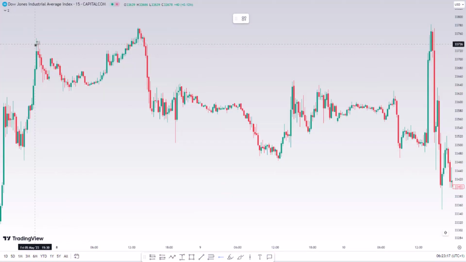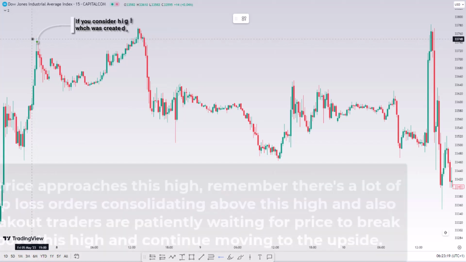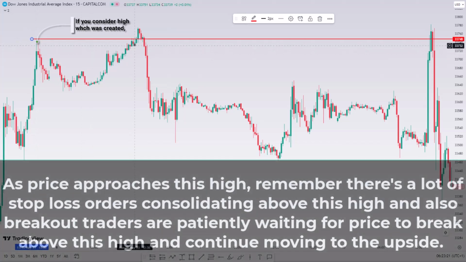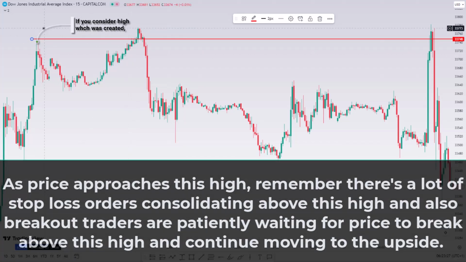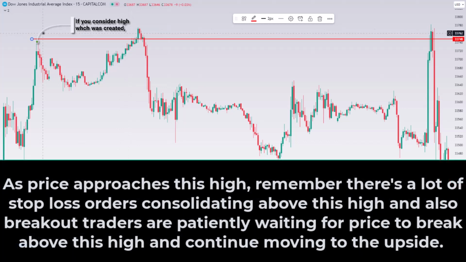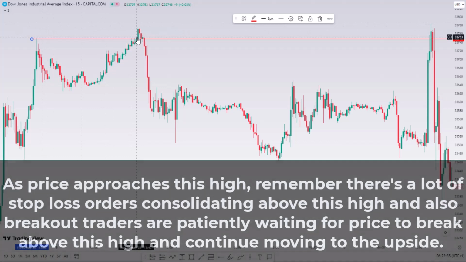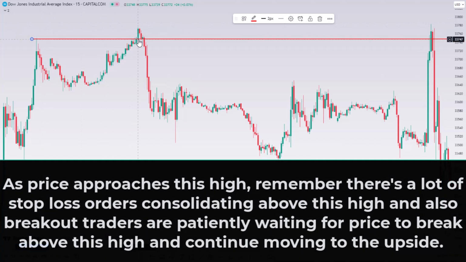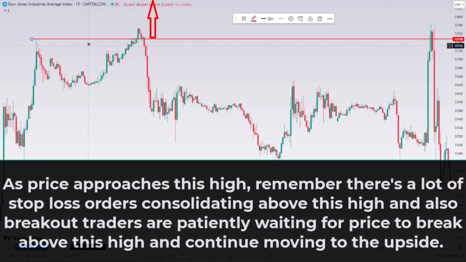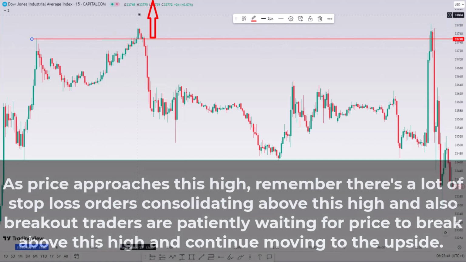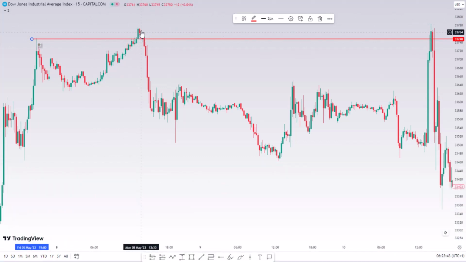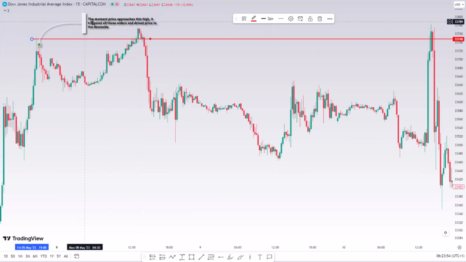If you consider this high which was created, as price approaches this high, remember there are a lot of stop loss orders consolidating above this high, and also breakout traders are patiently waiting for price to break above this high and continue moving to the upside. The moment price approaches this high, it triggers all those orders and drives price to the downside.